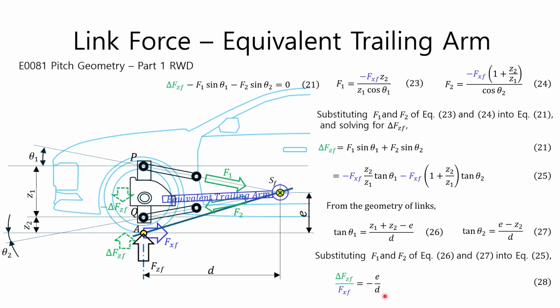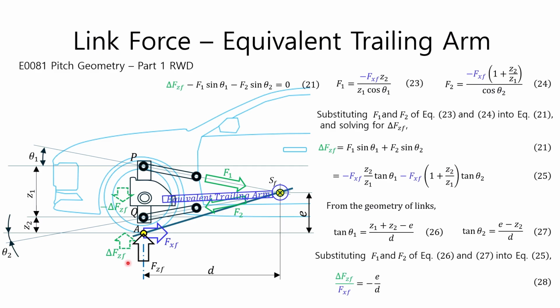From equation 28, it is shown that the ratio of the vertical dynamic load, delta FZF, to the braking force, Fxf, is equal to the ratio of the vertical component, E, to the horizontal component, D, of the straight line connecting the tire road contact point, A, and the virtual reaction point of the front suspension, SF. In equation 28, since the braking force Fxf is negative, the ground reaction force, delta FZF, generated through the link, is positive and increases the front wheel ground reaction force.